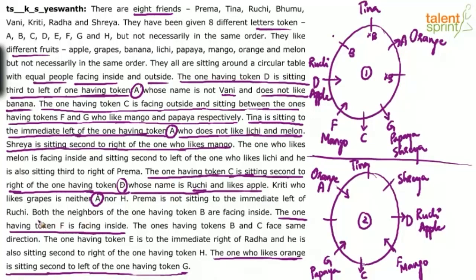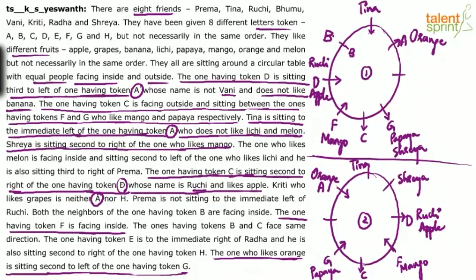Both the neighbors of B are facing inside. So if you see C, F, G, D, A, 5 positions are already blocked. Only 3 possible positions for B, out of which 2 are ruled out because both the neighbors of B should face inside, and A is facing outside. So the definite position of B is this. Both the neighbors of B will face inside. Already Ruchi is facing inside, Tina also should face inside. I'll clear this other marking of B so that we don't get confused.